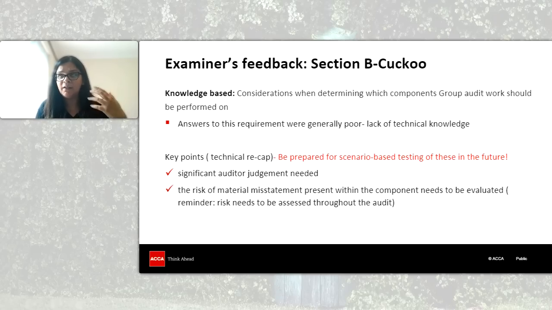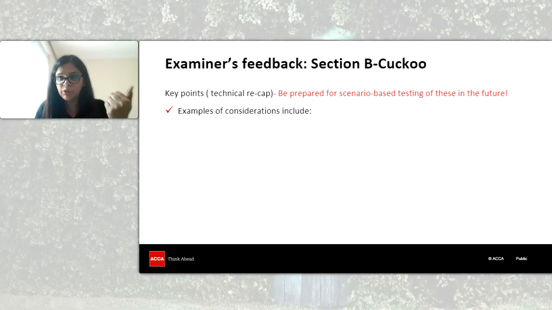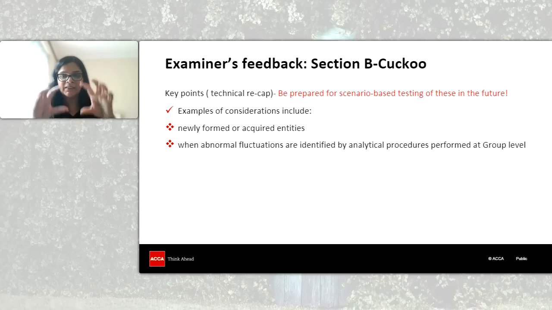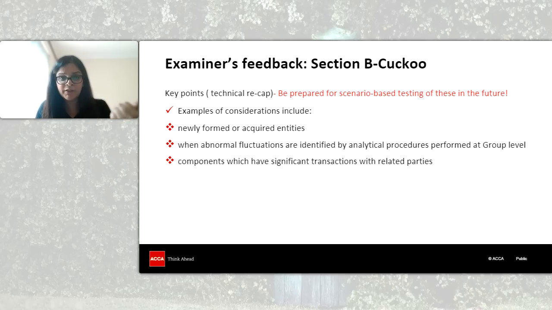See if there is a bigger or a higher risk of material misstatement, which is assessed throughout the audit. Examples include if it's a newly acquired or formed subsidiary or component, it would be something I need to work on. At the planning stage, if I carried out my analytical procedures and identified fluctuations which did not make sense, so the revenue for the subsidiary has gone up significantly, but cost of sales have gone down, now this doesn't make sense to me. This is going to be a significant component.